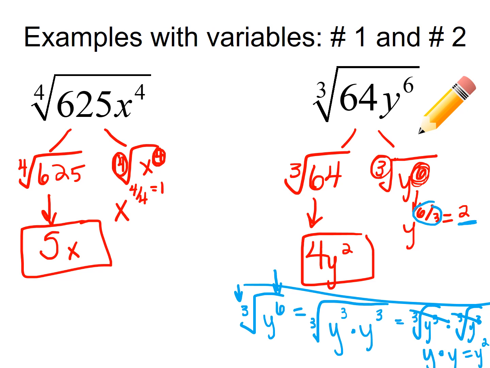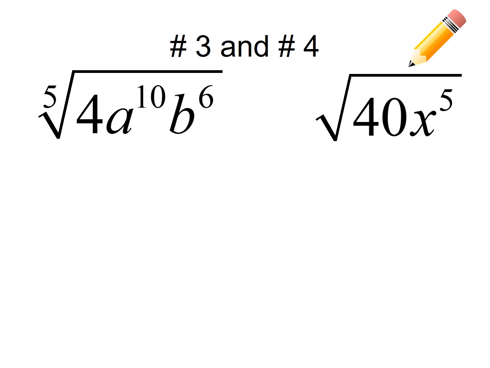So we're going to have to rethink about how to go about those problems if it's not a nice whole number for our rational exponent. Okay, so for number 3, it's the fifth root of 4 times a to the 10th times b to the 6th. So I'm going to break it up into 3 radicals.